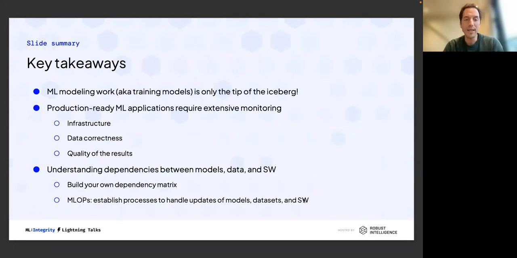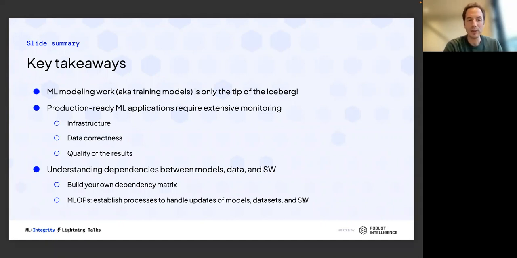So finally, key takeaways. This is something that I have said in other presentations, but I think it remains true. ML modeling work is just the tip of the iceberg. To put these models into production, there's a lot of work that needs to happen behind the scenes. As we said today, visibility into ML pipelines is complex. There aren't that many out-of-the-box tools that you can use to do that, as there are for other pieces of big data stacks.